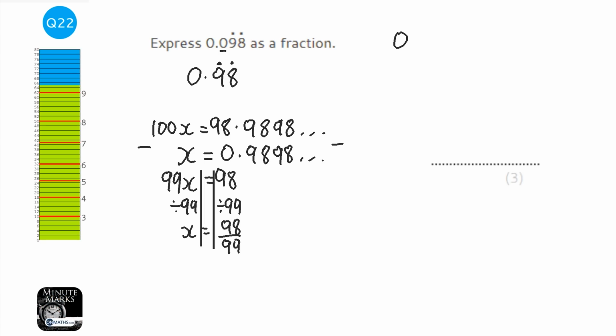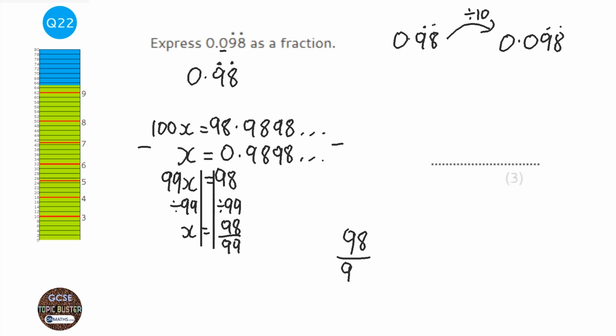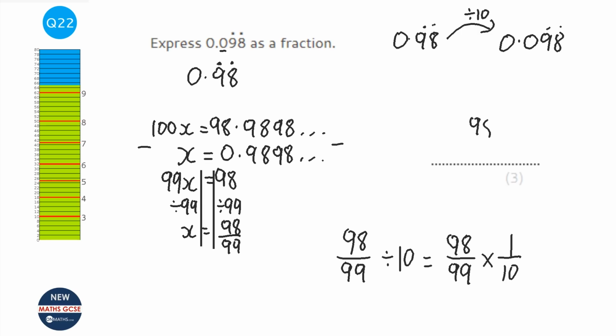Now we know to get from 0.98 recurring to 0.098 recurring, we're going to divide by 10. So we need to divide our fraction by 10. And you should know that the rules are same change flip or KFC or whatever you want to do. So you can convert that to a times by flipping the fraction. And so 98 times 1 at the top is 98, and 99 times 10 at the bottom is 990. Now there's something else I can do. I can cancel this down, so I can halve top and bottom, so 495 at the bottom, and half of that is going to be 49.